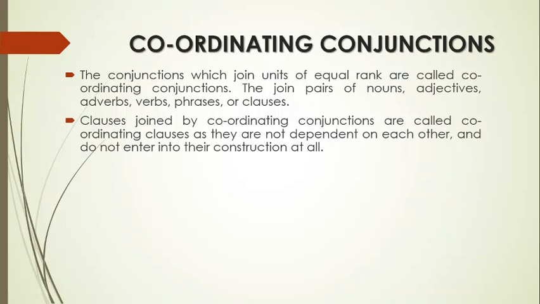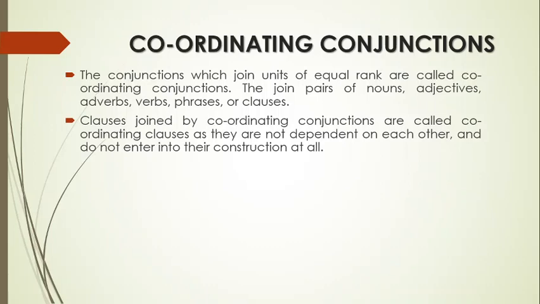Clauses joined by coordinating conjunctions, they are called coordinating clauses. Because why? Basically, when we join these clauses, even after joining them, they remain independent of each other. They don't depend. You see, you can have a sentence like, I came home and he went away. Your coming home and his going away are not dependent on each other, right? You came home on your own and he went away on his own time. So they are coordinating clauses joined by the coordinating conjunction and.